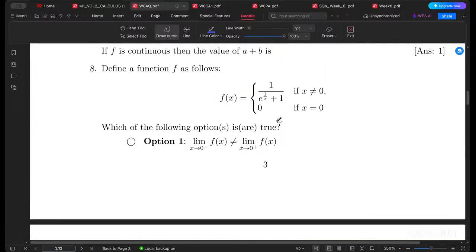Okay, so for this problem, we have to see the left hand limit and right hand limit. For the right hand limit we have to consider values where x is positive. So when x is positive, as x goes to 0, what happens to 1 by x? Infinity. Yes, it goes to infinity, right? Okay, now if 1 by x goes to infinity, then as x goes to 0, what happens to e power 1 by x?